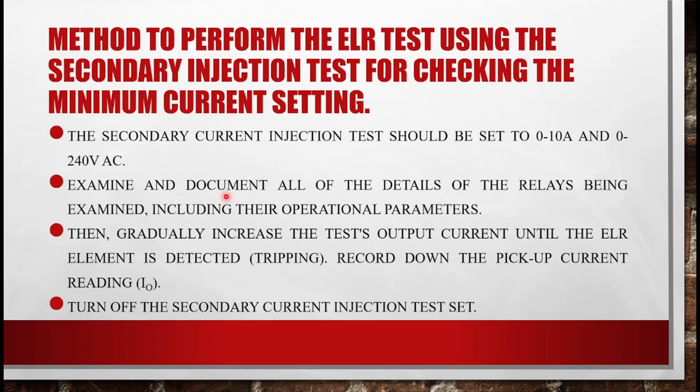Examine and document all of the details of the relay being examined, including its operation parameters. Then gradually increase the test output current until the ELR element is detected, which is tripping. Record down the pickup current reading, which is I0. Turn off the secondary current injection test set. This is the method to perform the ELR test using the secondary injection test for checking the minimum current setting.